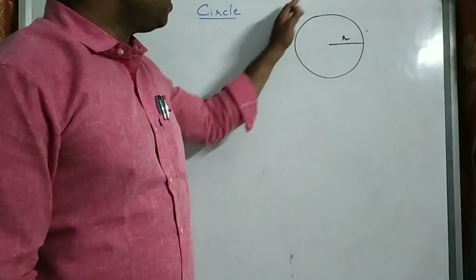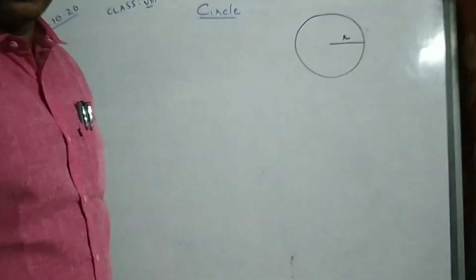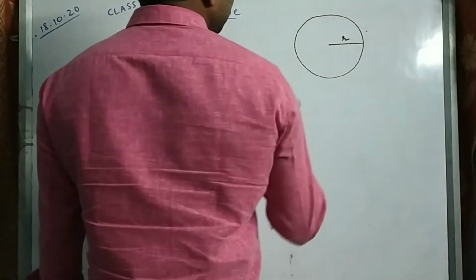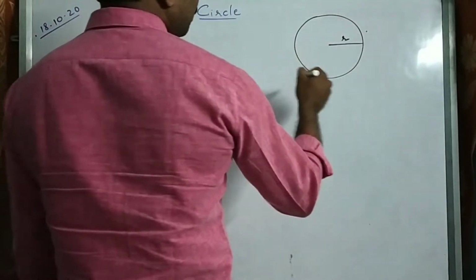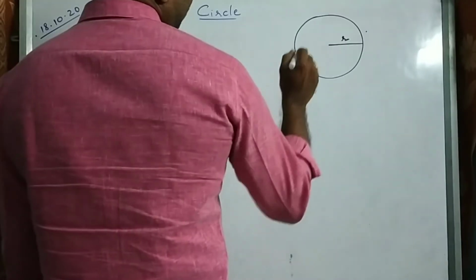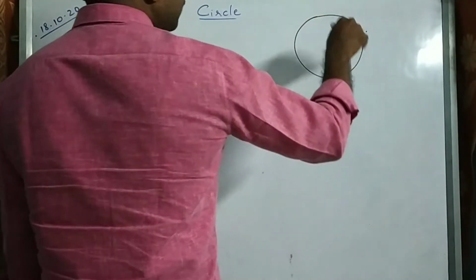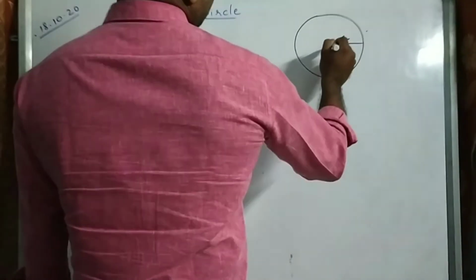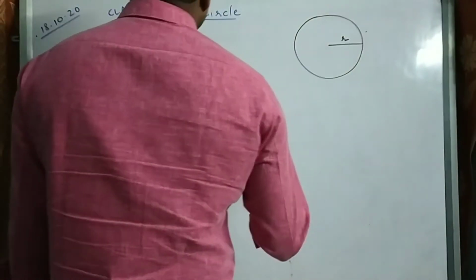So if you join all those points, you will get a closed figure. That is called a circle. So circle means it is a closed curve. Where we are starting, there only it ends. So it is a closed curve. Circle is a set of points in a plane.